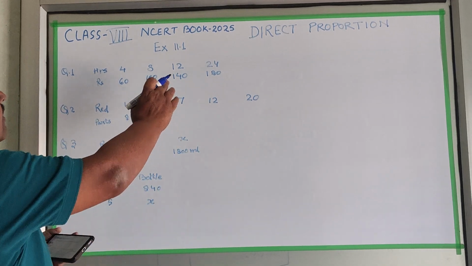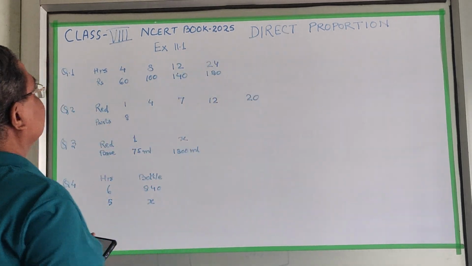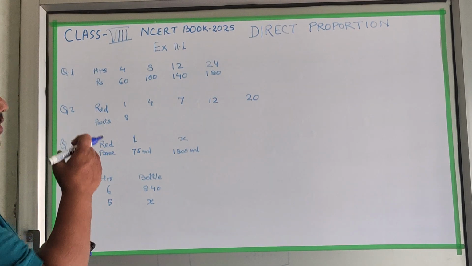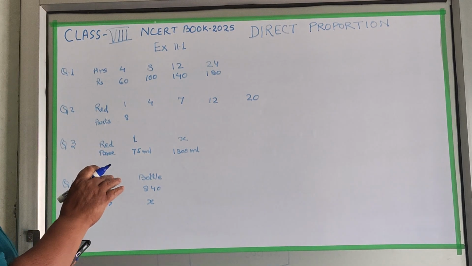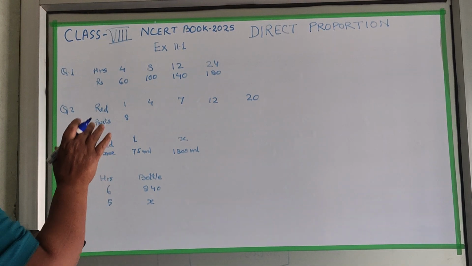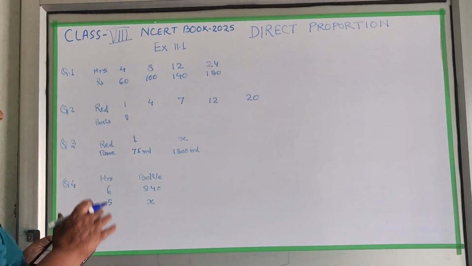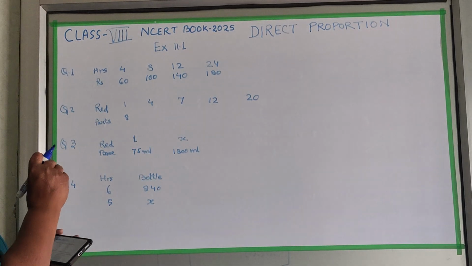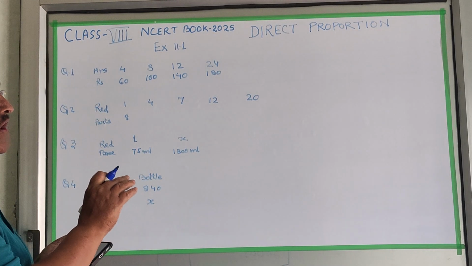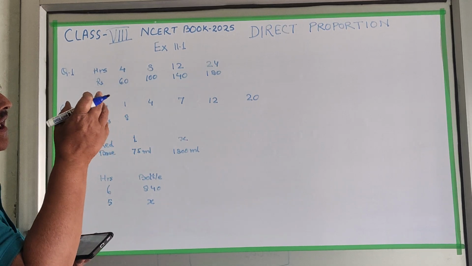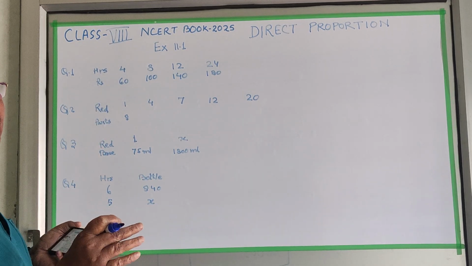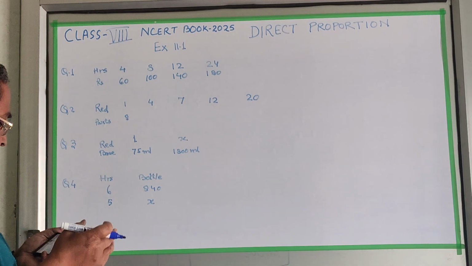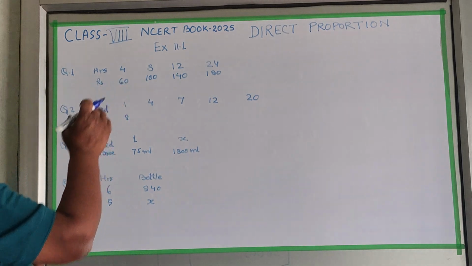Today we are going to solve direct proportion questions of NCERT book exercise 11.1. Direct proportion questions of any book you take, the rules will be this one. If you understand this, you can solve all the questions of any book. The NCERT book is readily available, so you can find the questions online. However, I will also discuss the questions.